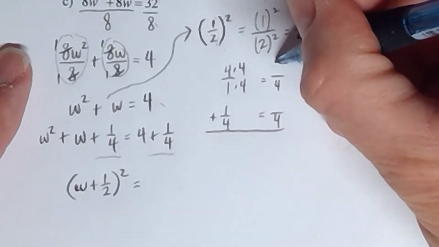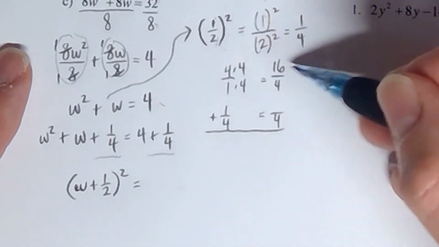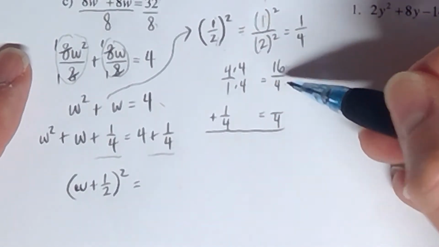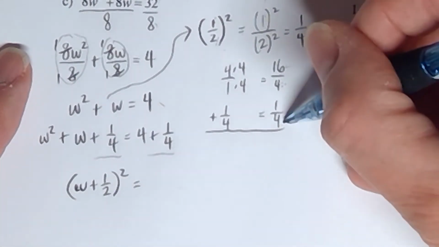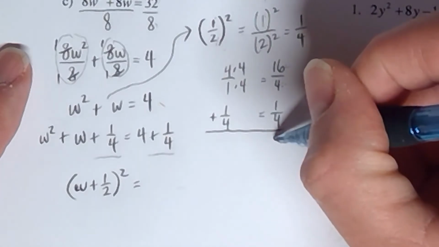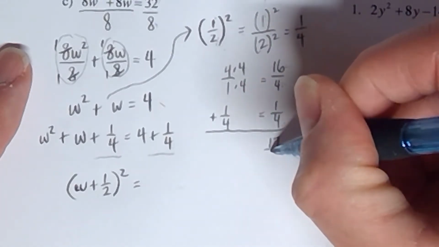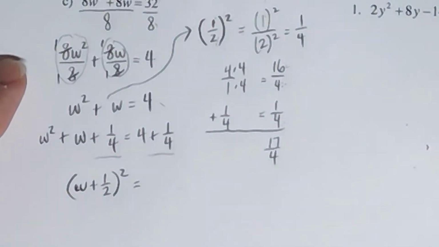let me just go ahead and do it here. We get 4 times 4 gives me 16/4. The 1/4 stays the same because we just want the denominator to be equal to 4. And so we end up with 16 plus 1 is 17. So 17/4.